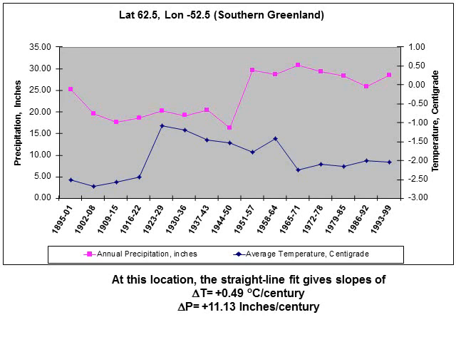Putting a regression line to each of those two, we would determine that for that location, the temperature was rising by an average of about a half a degree centigrade per century, but the precipitation was also increasing at the rate of about 11 inches per century.